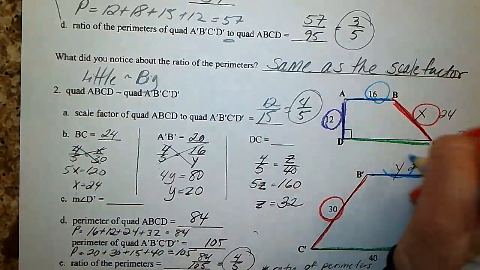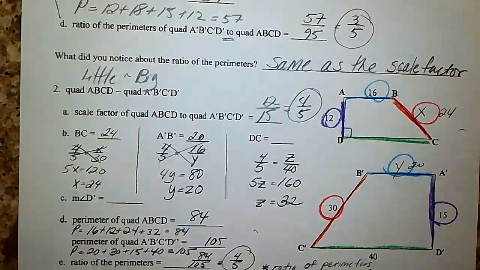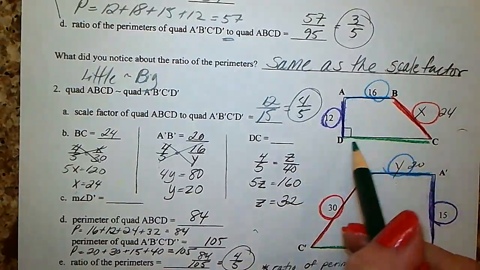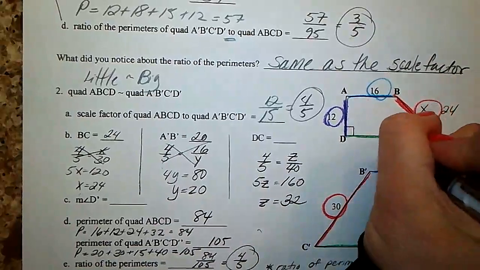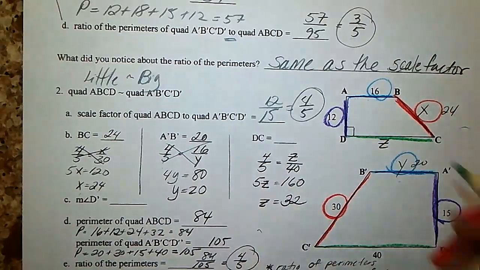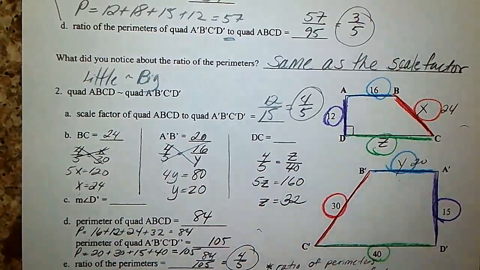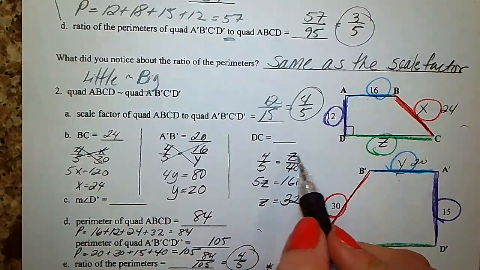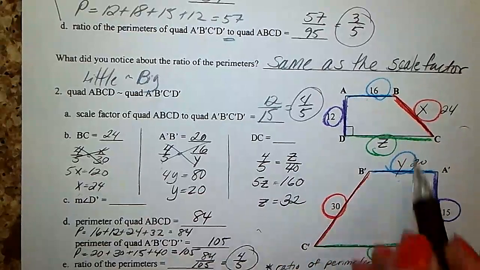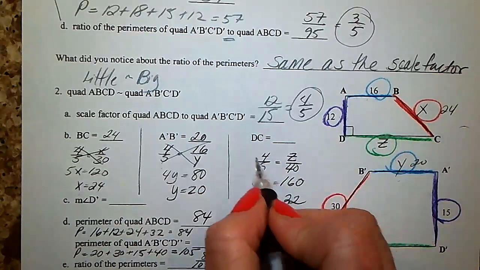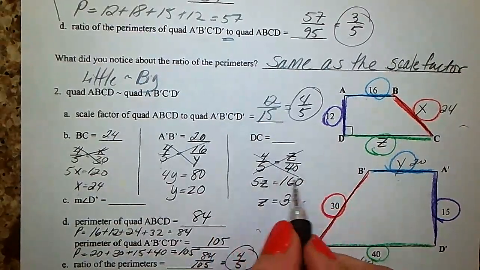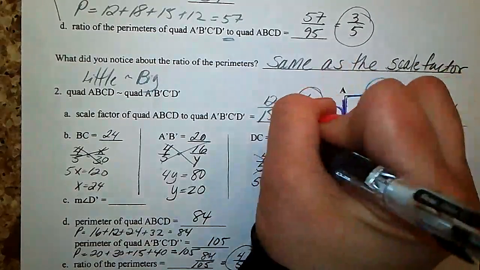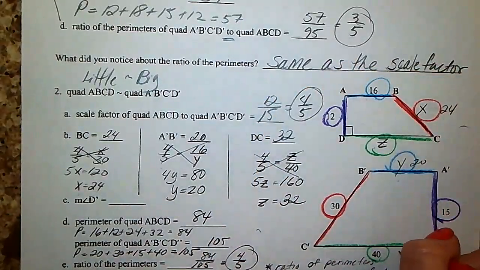These two sides went together. And finally, I need to find this side right here. I called that side Z, just a different letter, and I know that that matches with my 40. So I use my scale factor of 4/5, and I set Z from the little figure over 40 from the big figure. So Z from the little over 40 from the big, and I cross multiplied. And when I did that, I ended up with Z equaling 32. So this one worked out to be 32.